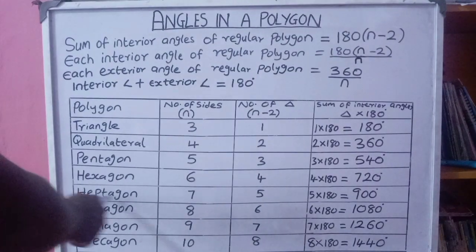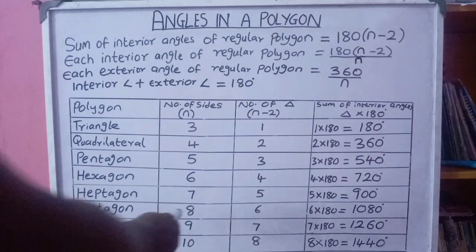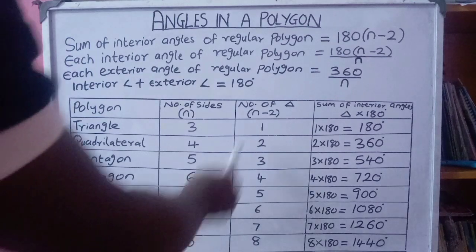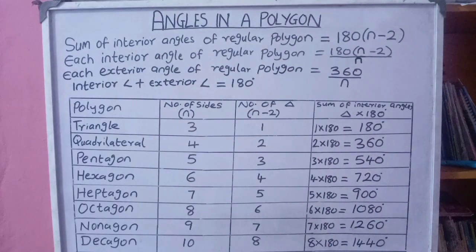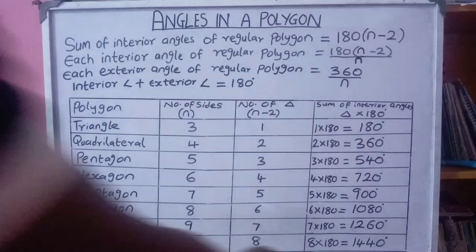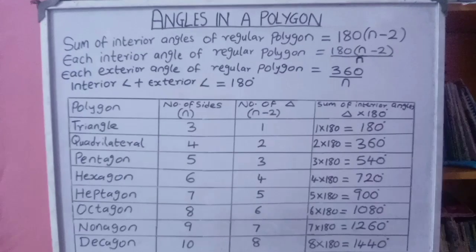Likewise, others like heptagon, 7 sides, 5 triangles, 5 times 180, 900 degrees. Octagon, 8 sides, 6 triangles, 6 multiplied by 180 gives us 1080 degrees. Nonagon has 9 sides. 9 minus 2 gives us 7. 7 multiplied by 180 gives us 1260 degrees as the sum of the interior angles of any nonagon. Then decagon has 10 sides. 10 minus 2 gives us 8, meaning 8 triangles. 8 multiplied by 180 gives us 1440 degrees. So these are some of the explanations of the various kinds of polygons.